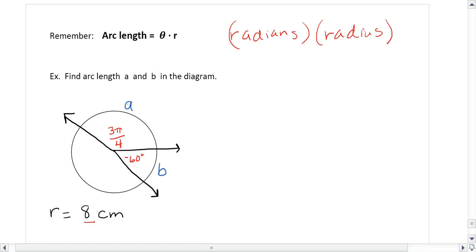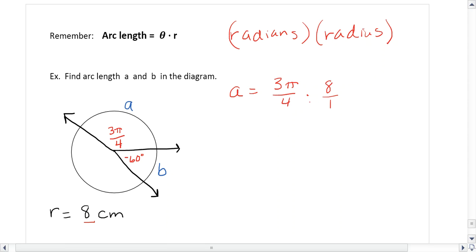We have 2 arcs that we're asked to find, A and B. A, this arc has a central angle of 3 pi over 4. B, this arc has a central angle of negative 60 degrees. So I'm thinking that A is easier because it's already in radians. So we take the angle, 3 pi over 4, and we multiply that by the radius, 8.